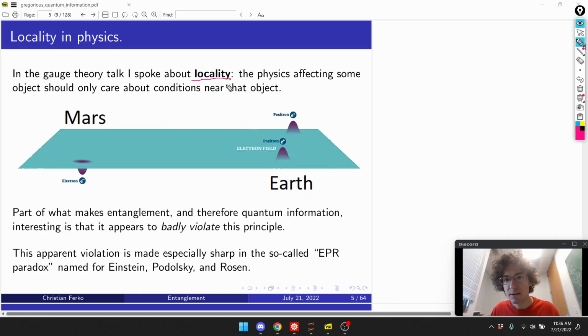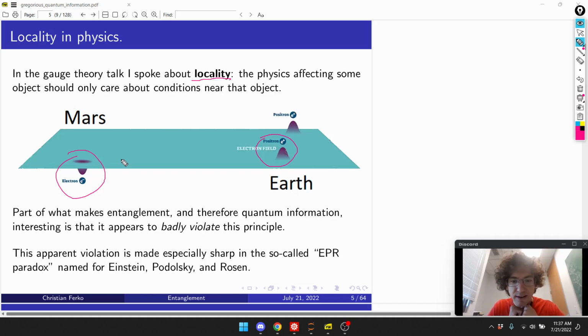So what is locality? Locality is the statement that we expect that in physics, the effects on some localized object, some body, like a positron, for instance, if you have a little positively charged particle over here, say on Earth, you expect that the behavior of that localized object can be affected by nearby things. So for instance, maybe another positron that's very close to it on Earth, but you expect that it is not affected by conditions very far from the object. So if there's an electron on Mars, you expect that the system should somehow be decoupled. By locality, the thing on Earth should not care about the thing on Mars, or if it does, it should take a while for the information to propagate.